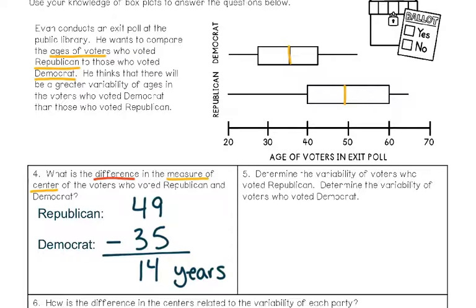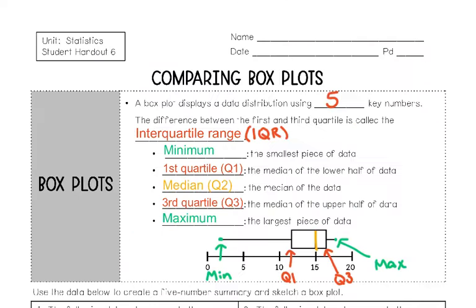Question 5 wants to know what's the variability of voters who voted Republican and voters who voted Democrat. Variability is the IQR, or the interquartile range, of our box plot. Remind me, what is the interquartile range in a box plot? You should recall that the difference between the first and third quartile is the interquartile range.